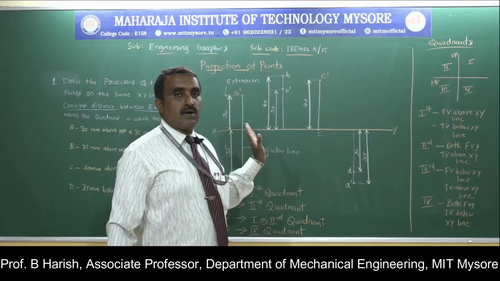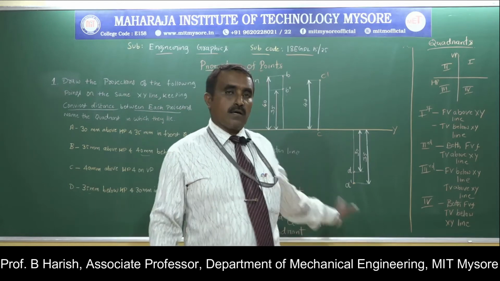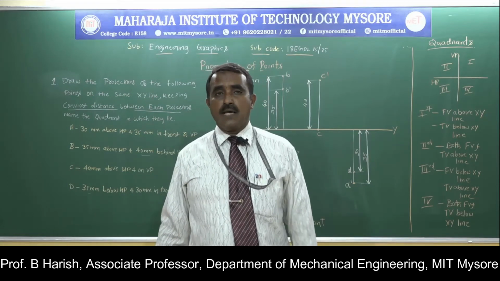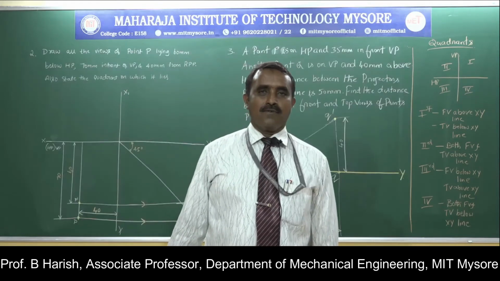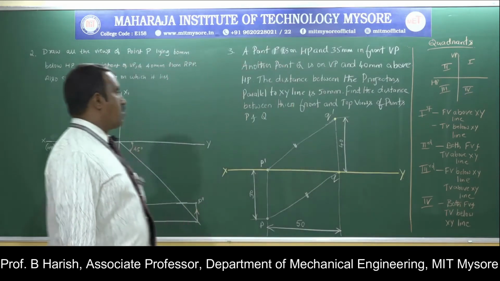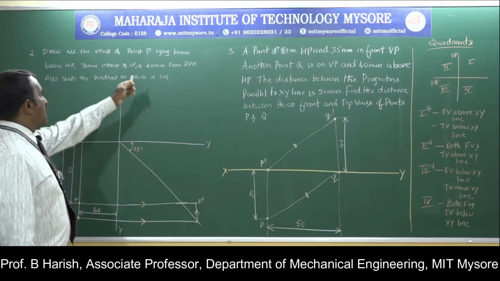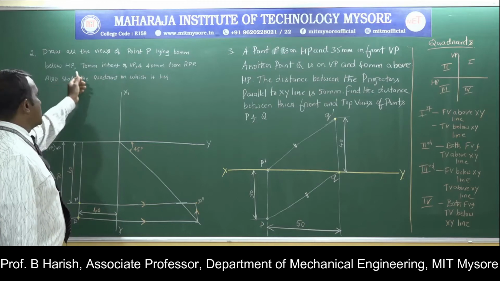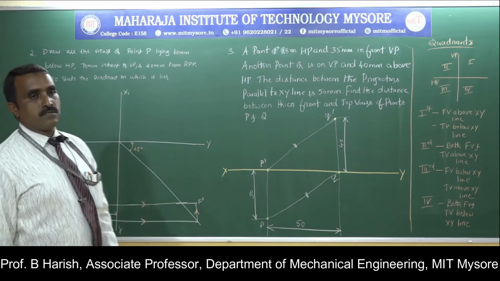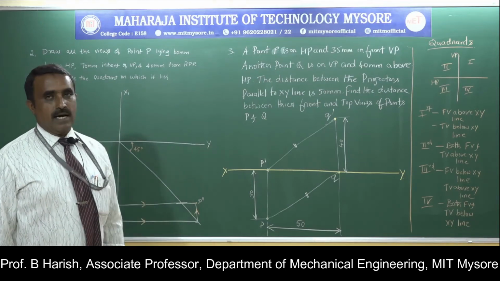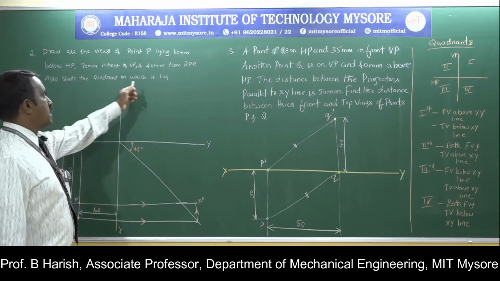So this is how we can draw the projections for the given problem where we have got 4 points A, B, C and D. So we will go to the next problem. The problem runs like this. Draw all the views of a point P lying 60 mm below HP, 70 mm in front of VP and 40 mm from RPP. RPP is nothing but the right profile plane. Also state the quadrants in which it lies.